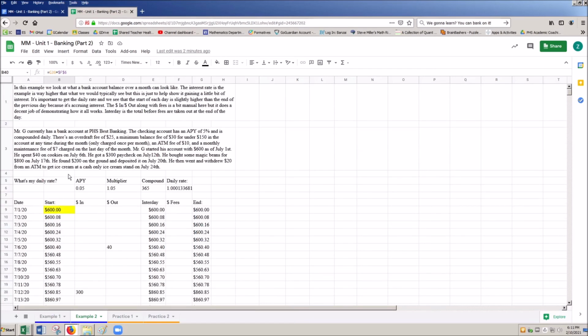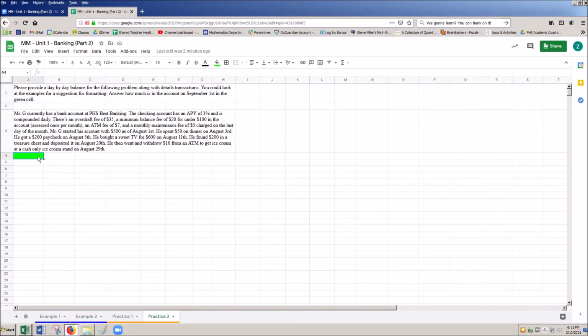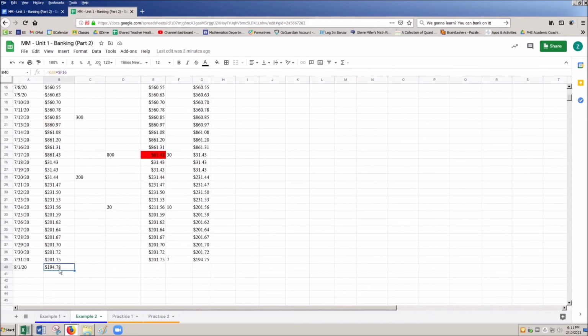So if I wanted to say, what's the amount? I think I ask it somewhere. I don't ask it because it's an example, but I do ask it on the practice. So on the practice, it says, answer how much is in the account on September 1st and put that in the green cell. So just to show you that's how the practice works versus the example I'm just showing you. So I guess I'm not asking you, but this is the account balance that I'd be looking for at the end of the month, now at the beginning of the next month. So August 1st starts with 194.78.